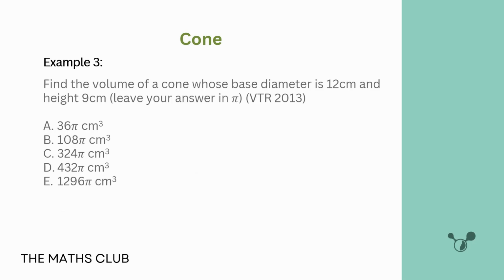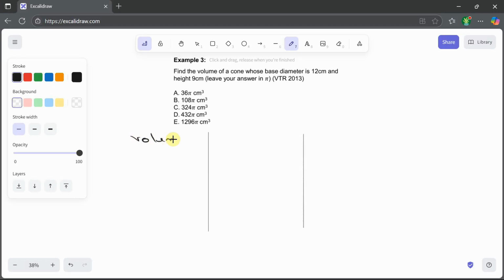Great. Example 3 now says that find the volume of a cone whose base diameter is 12 centimeter and the height is 9 centimeter. Leave your answer in pi. This is VTR 2013. I encourage you to pause the video and try it out yourself. So we're trying to find what the volume is. This is basically what we're given, and we're told that the diameter of the base is 12 centimeter, the height is 9 centimeter. We know volume of our cone to be 1/3 pi r square h.